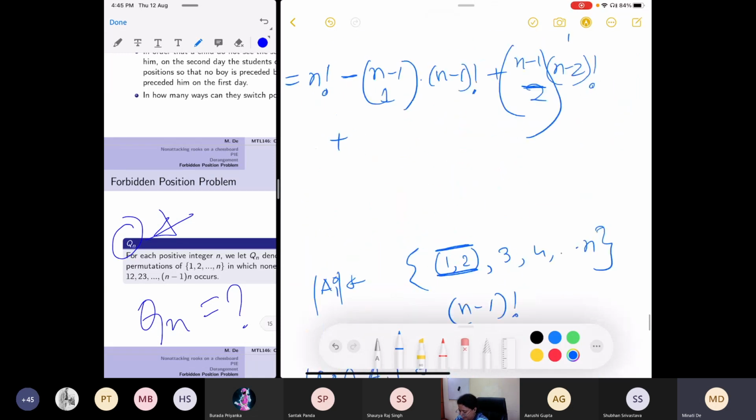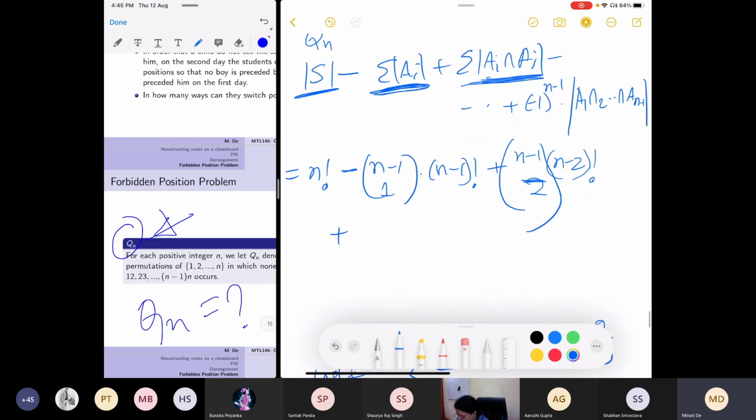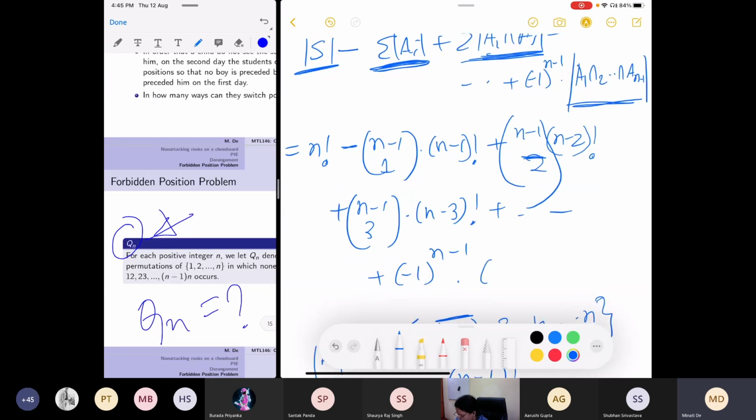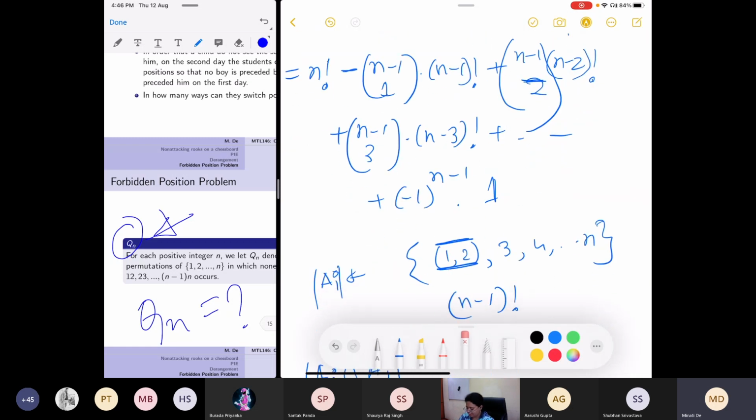So in other words, if you just want to fill this, then it would be n minus 1 choose 3, times n minus 3 factorial, plus dot dot dot, then plus minus 1 to the n minus 1, times this. What is that number? That would be 1, right? The last term is just 1. So this is your formula for Qn. Did you get it? Is it okay? So this is the formula you got then.